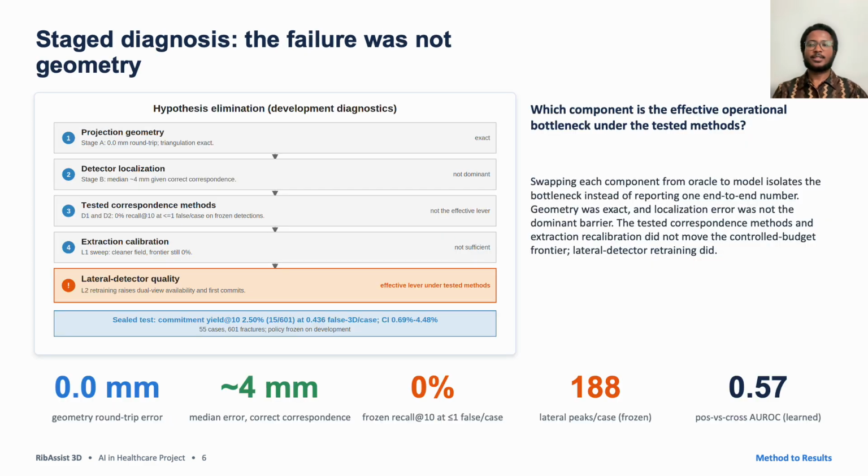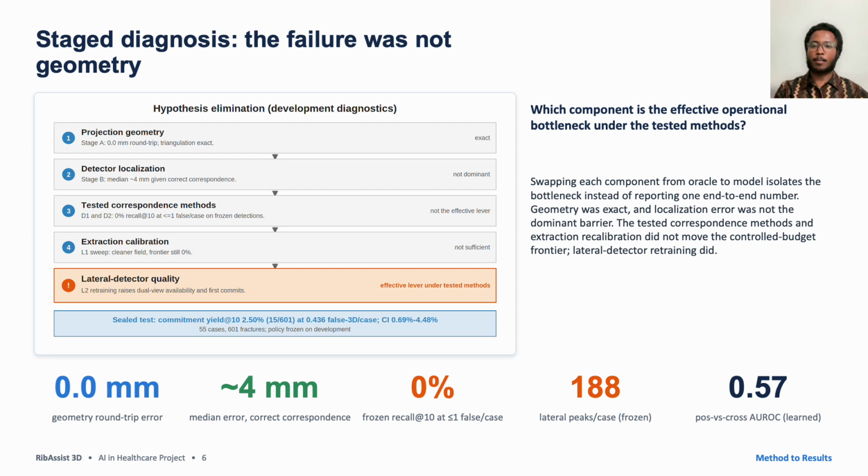This was the key experiment in the project. Instead of reporting only one final score, I evaluated each stage of the pipeline separately to identify the bottleneck. First, I verified the geometry, and the round-trip error was essentially zero. Then I supplied the correct cross-view correspondence, and the median error was about 4 millimeters, showing that the geometry and the localization were already working really well.